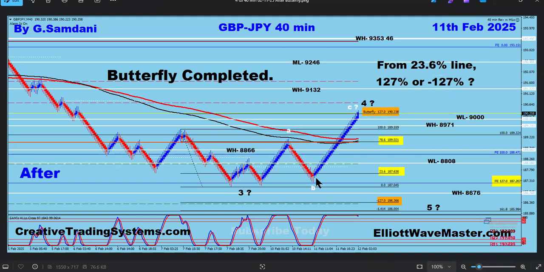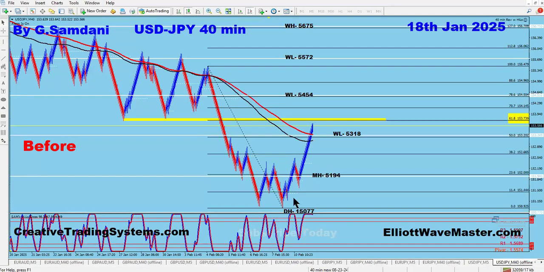But at this point, I said that this could be A, B, C, and wave 4. If this is wave 3, this is wave 4, we can still come down for wave 5. But what happened? This thing keeps going to the upside, and 91.32 is touched already. Let me see if I can show you where it is. Okay.